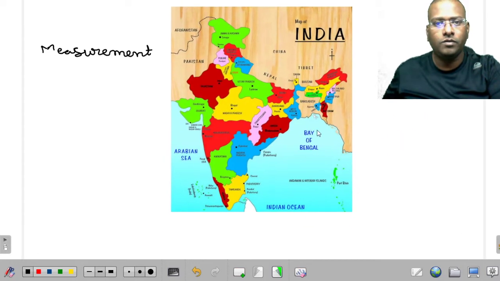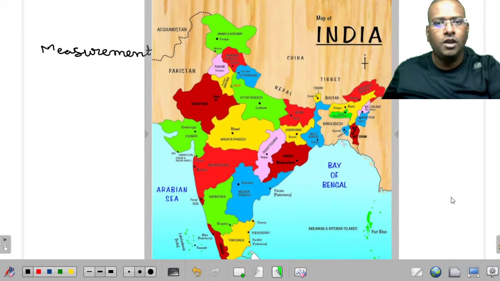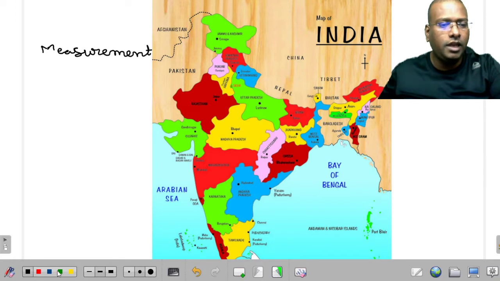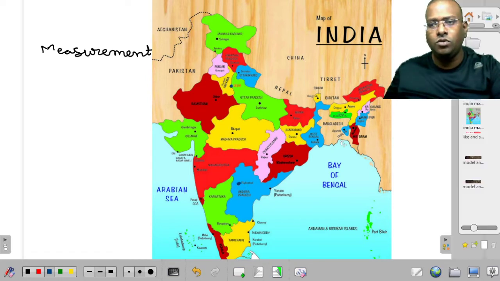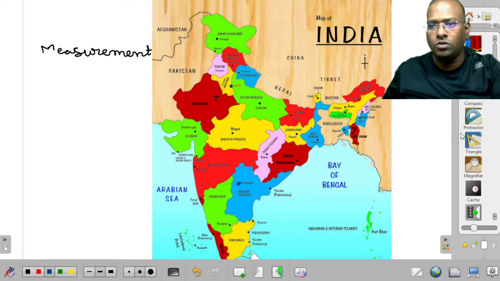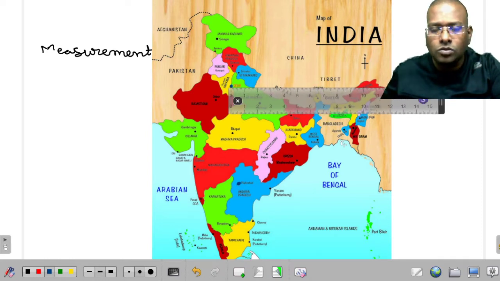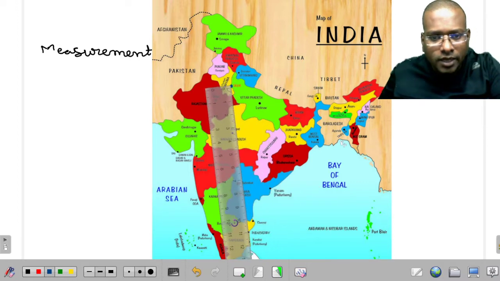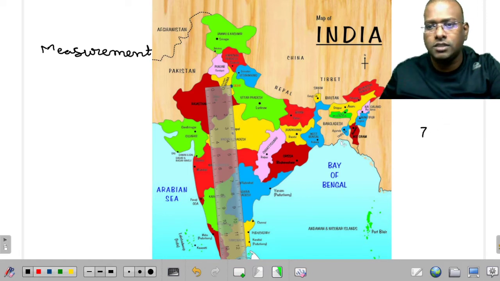The India map. Now here, can you say what is the distance between Delhi and Hyderabad? This is the point Delhi, and this is Hyderabad. If you use the scale, for example, this is the scale, sir. And how much is the distance we obtained from Delhi to Hyderabad? Here we got approximately 7.4 centimeters.